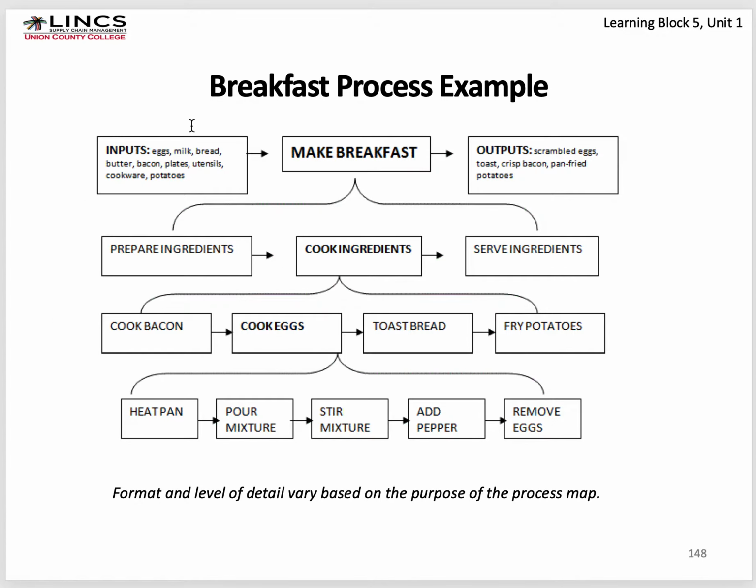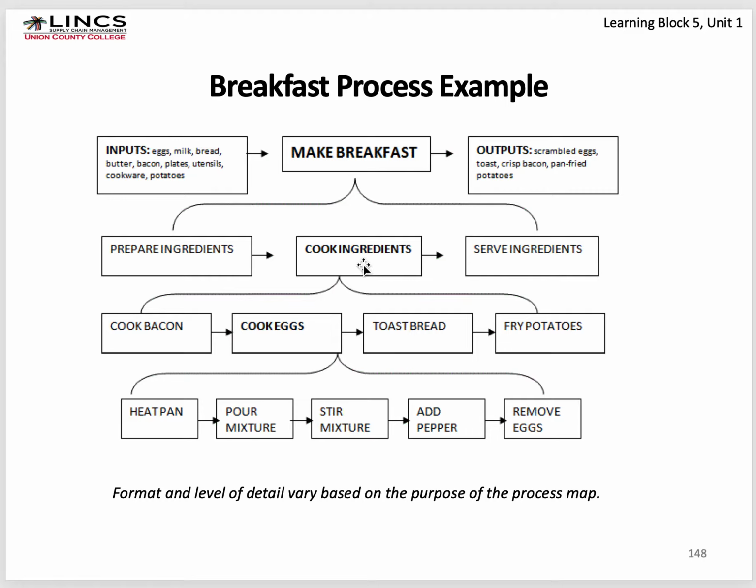Here's a breakfast process example. Okay, make breakfast. Inputs are eggs, milk, bread, butter, bacon, plates, utensils, cookware, potatoes. I don't know why potatoes got stuck there at the end, but that's okay. You make breakfast, and the output is scrambled eggs, toast, crisp bacon, pan-fried potatoes on a plate with utensils ready to eat. They forgot a napkin. I always forget napkins. You shouldn't.